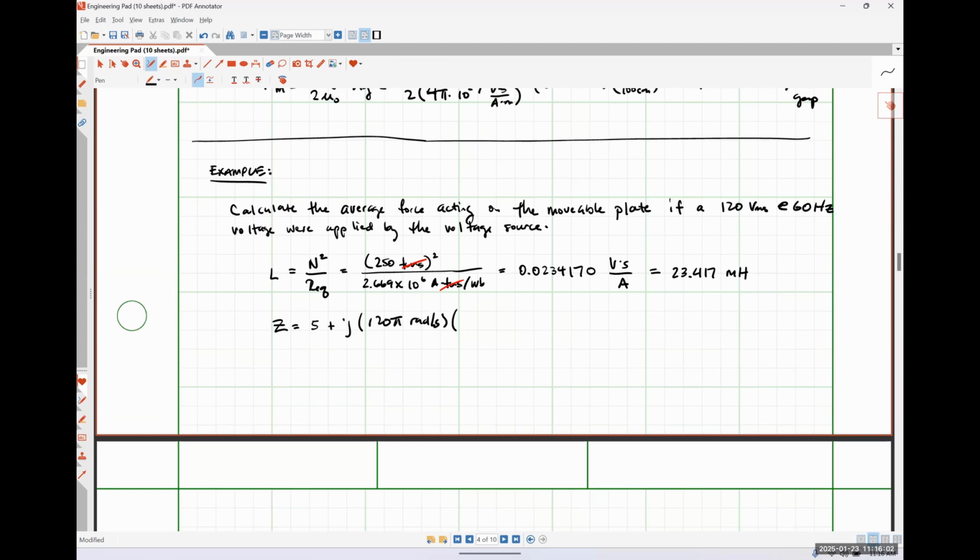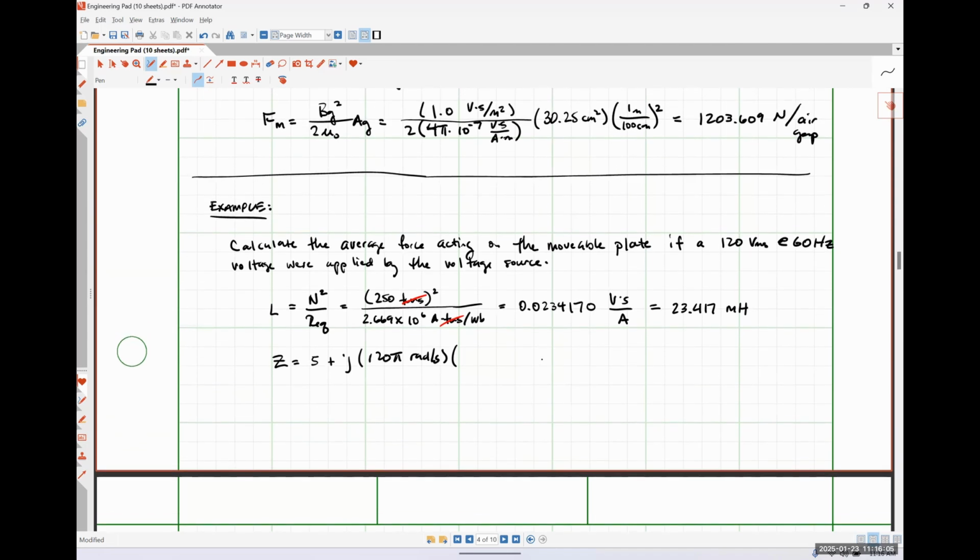Multiplying this by 23.417 times 10 to the minus 3 volt seconds per amp, the seconds and the per seconds cancel each other out. Radians is the dimensionless quantity. Volts per amps is just the same thing as an ohm. So we're just going to wind up with 5 ohms plus J some number of ohms. And this comes out to be, if I did this correctly, which I believe I did, 5 plus J 8.828 ohms.